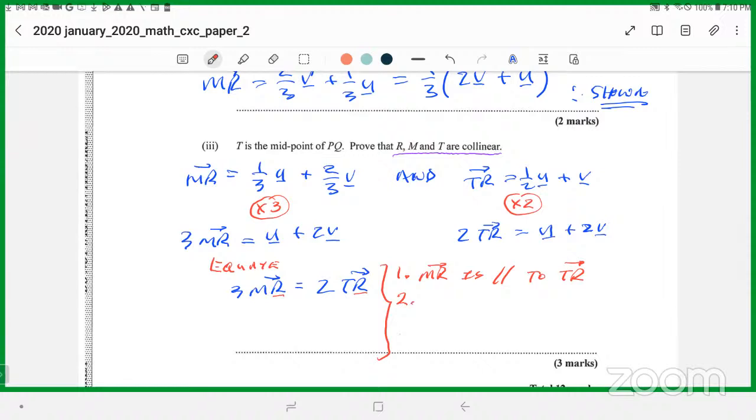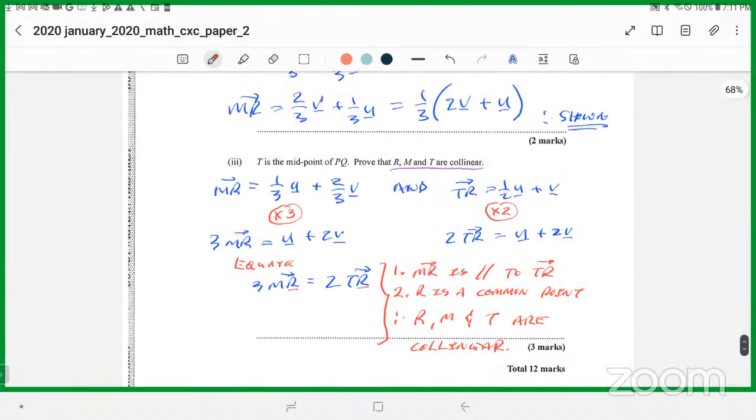The second condition is that they must have a common point, which obviously is R. State it: R is a common point. And because you have these two conditions, you can make the conclusion that the points involved are collinear. So therefore, R, M, and T are in fact collinear. They are on a straight line. And you are done. That's it.